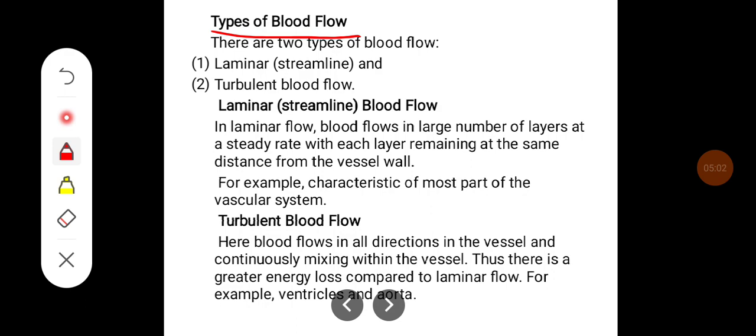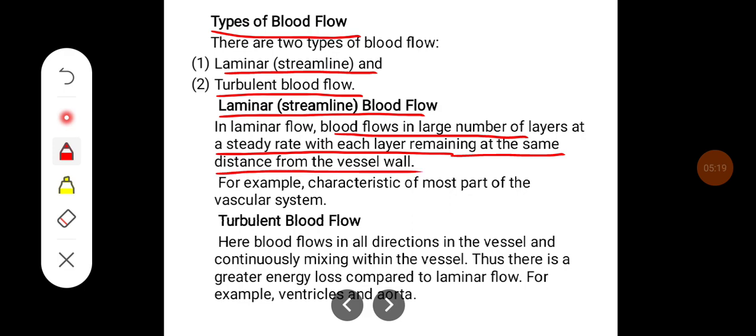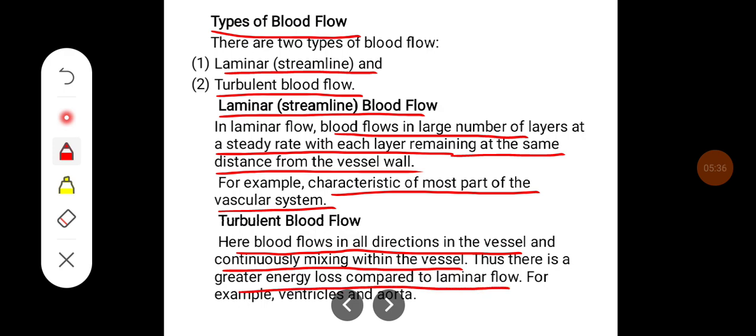There are different types of blood flow: laminar, that is streamline flow, and turbulent blood flow in the vessels. In laminar blood flow, the blood flows in a large number of layers at a steady rate, with each layer remaining at the same distance from the vessel wall. For example, laminar blood flow is characteristic of most parts of the vascular system. In turbulent blood flow, blood flows in all directions in the vessel and continuously mixes within the vessel. Thus, there is a greater energy loss compared to laminar flow. For example, in the ventricles and in the aorta, there will be turbulent blood flow.